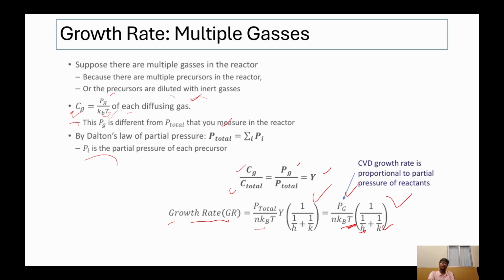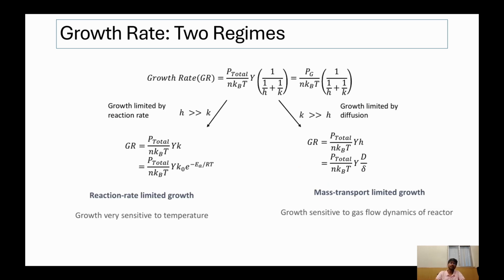So now there come two different regimes that we will see. One is if the reaction is much faster, and the other is if the diffusion is much faster. The growth rate is given by P total by N kBT into Y into 1 over (1 by H plus 1 by K). In this there are two things, H and K. Let us suppose you are doing this at a constant temperature, not varying the temperature.